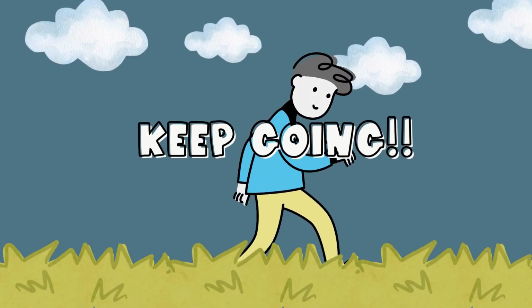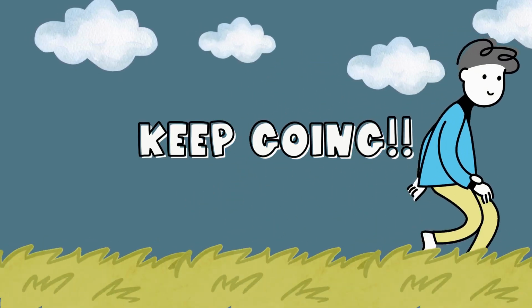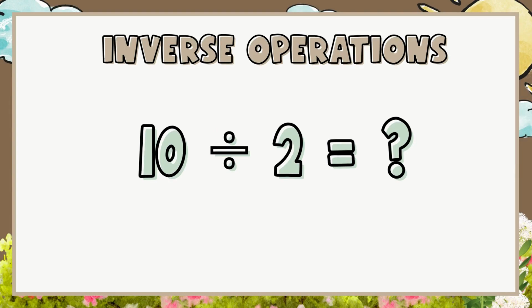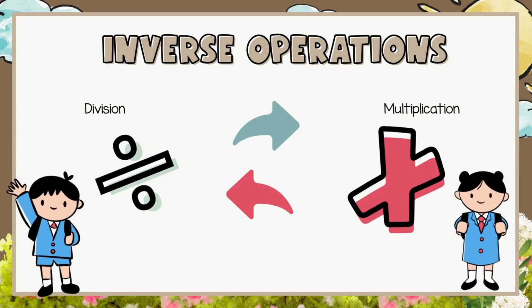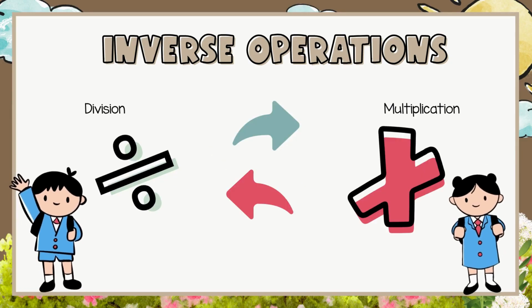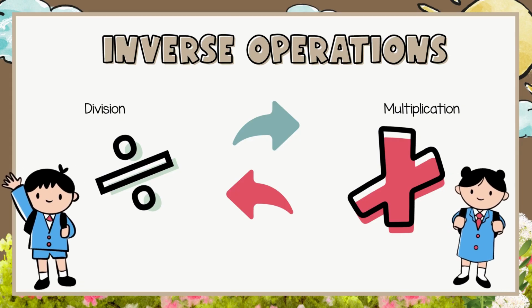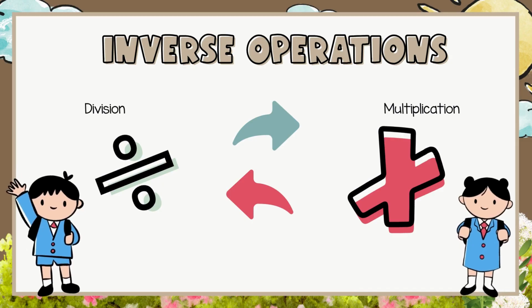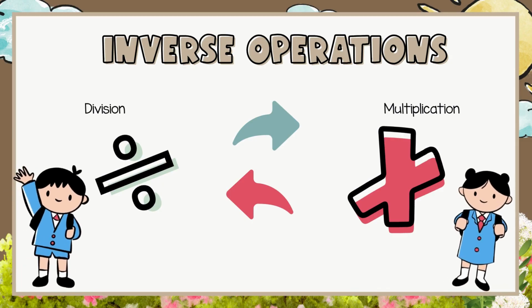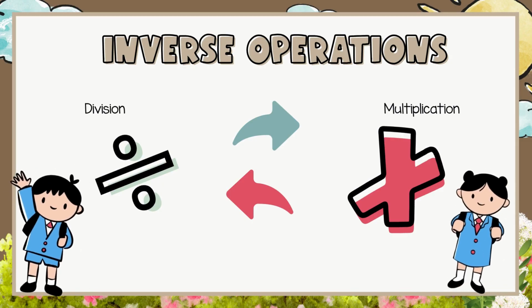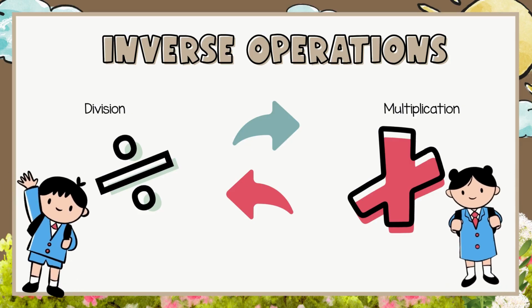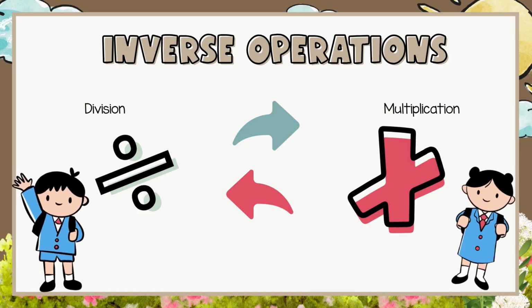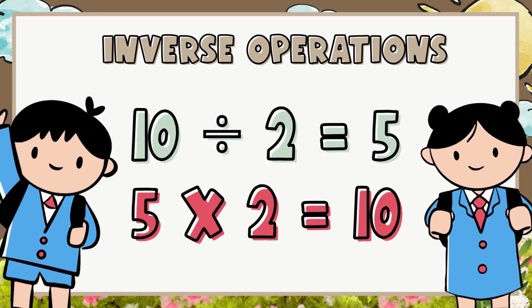I feel like our friend is almost home. We don't have a long way to go, so hang in there. Let's talk about inverse operations. 10 divided by 2 equals... Now, inverse operations tells us that the inverse of division is actually multiplication. So when we do inverse operations, instead of dividing, we are going to use our understanding of multiplication facts to help us solve the problem.